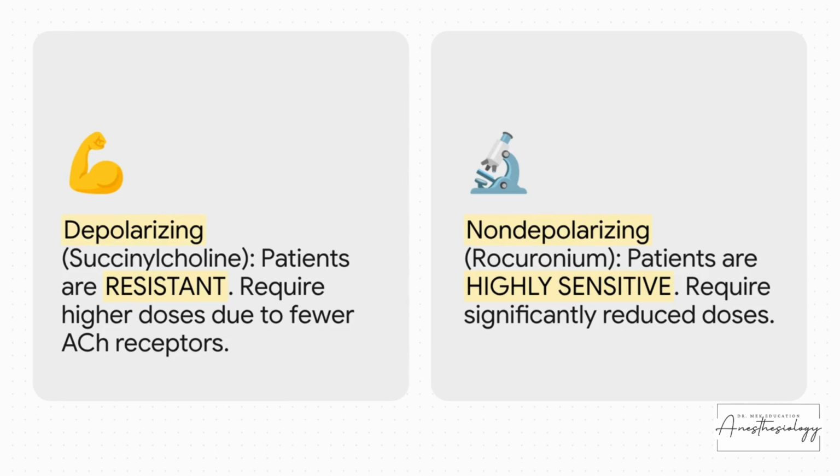Because they have fewer functional acetylcholine receptors, they are paradoxically resistant to depolarizing agents like succinylcholine. You'll actually need a higher dose. But for that very same reason, they're highly sensitive to non-depolarizing agents like rocuronium. So for those, you'll need significantly reduced doses and some really careful titration.